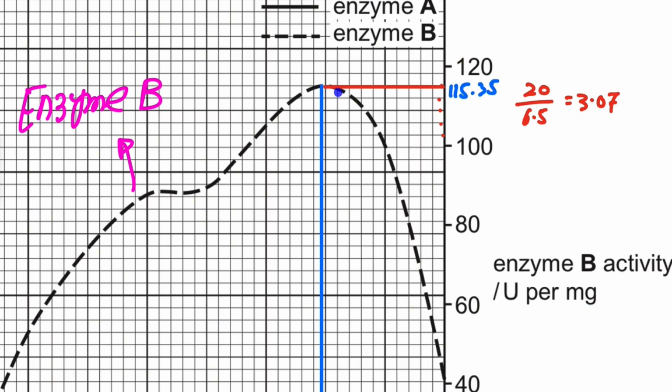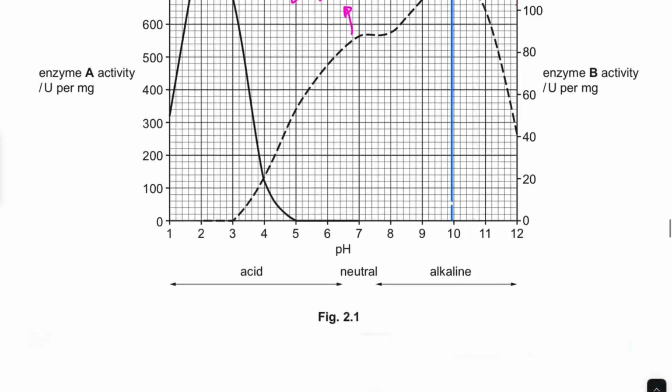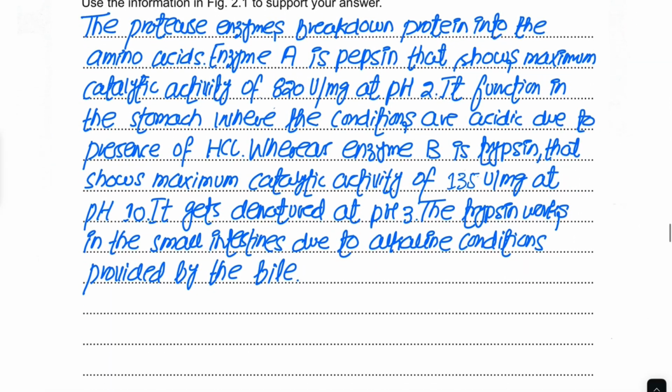So you see the boxes that I see from here is 1, 2, 3, 4, and 5. So when I multiply 3.07 with 5, this gives me 15.35. So I have to add it in 100. Likewise, for this, that is why we are writing that the enzyme B is trypsin, and it shows a maximum activity of 135 U per milligram at pH 10.